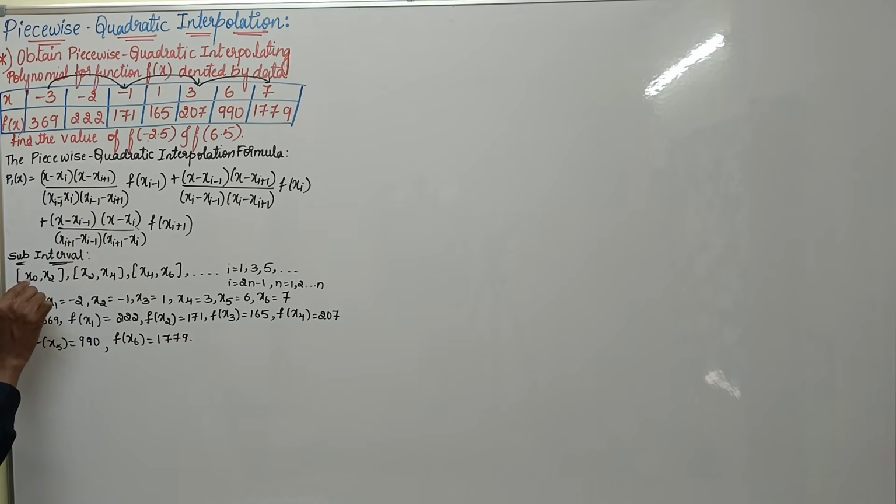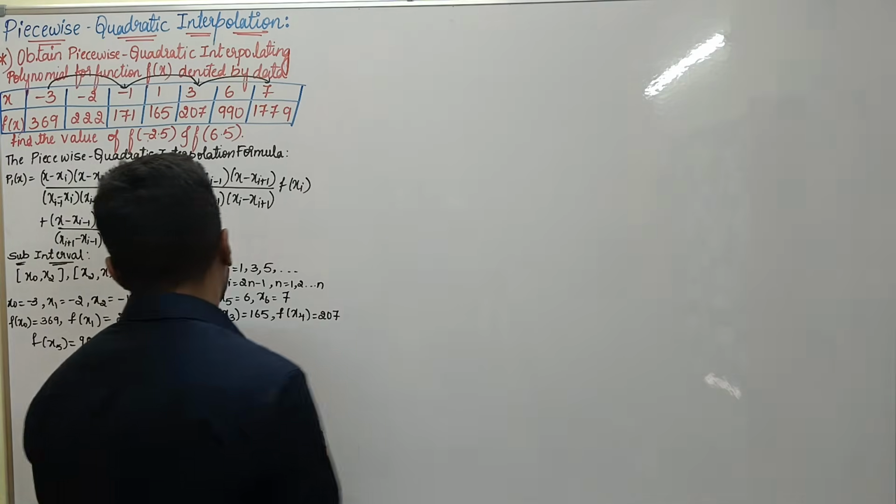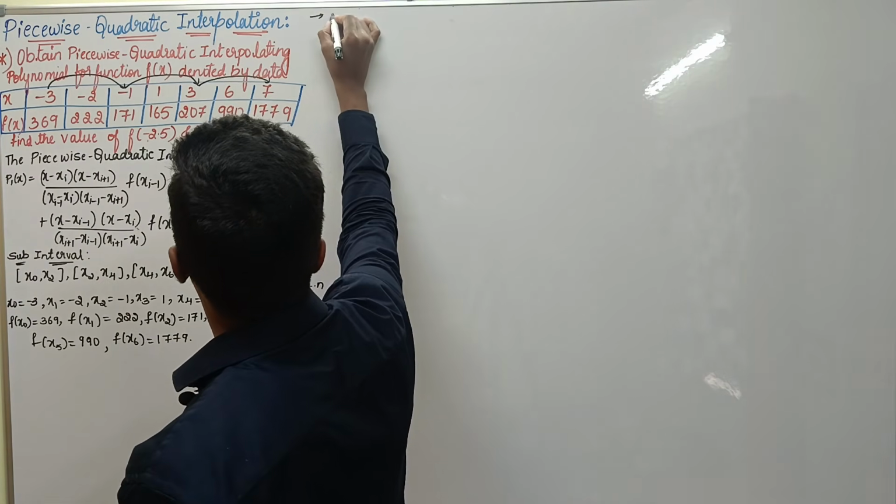Considering the set of terms, I am going to represent the subintervals. For the first subinterval, I need to consider x0 comma x2. Let us represent the first subinterval.